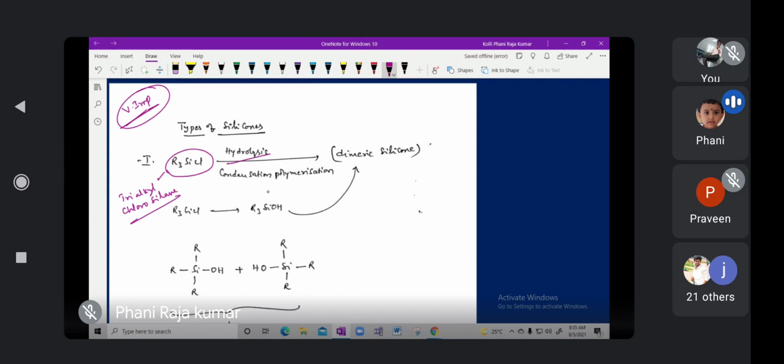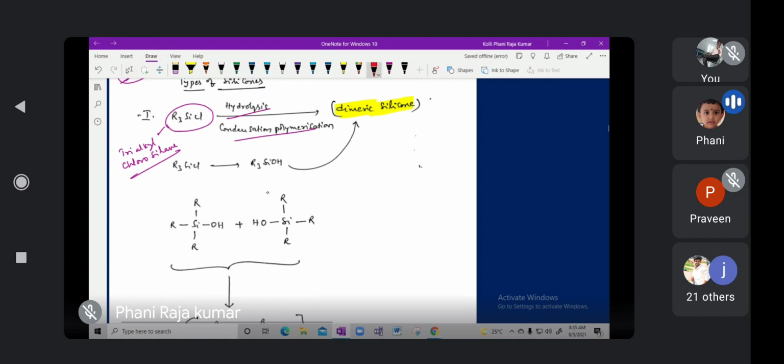Hydrolysis followed by condensation polymerization gives dimeric silicone. Dimeric silicones are formed by this type of organosilicon chloride, meaning trialkyl chlorosilane. See what happened here: R3SiCl is first converted into R3SiOH and then into dimeric silicone. The first step is hydrolysis. The second step is condensation polymerization.